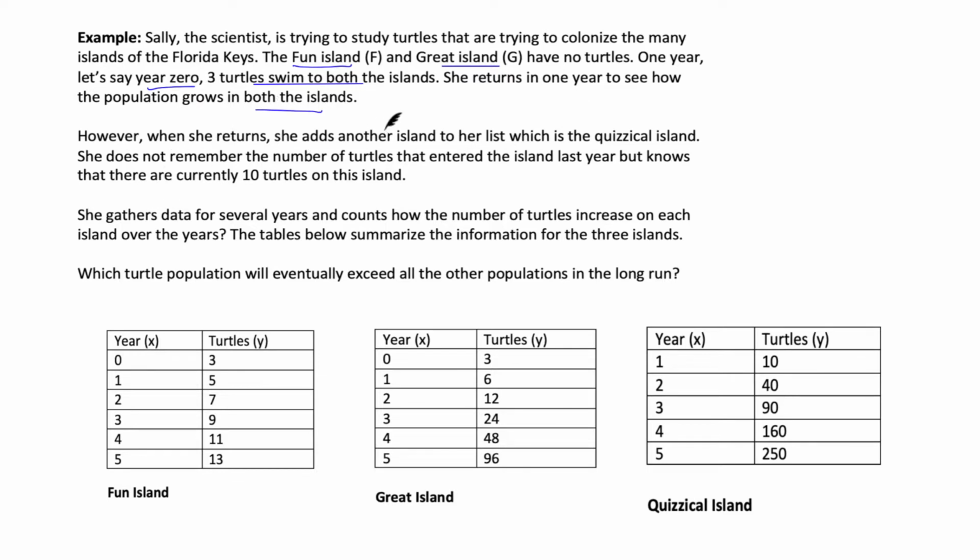However, when she returns, she adds another island to her list, which is the Quizzical Island. I like the name. She does not remember the number of turtles that entered the island last year, okay, but knows that there are currently 10 turtles on this island, which is the Quizzical Island. Let's say this is represented by Q. She gathers data for several years and counts how the number of turtles increase on each island over the years. The tables below summarize the information for the three islands.